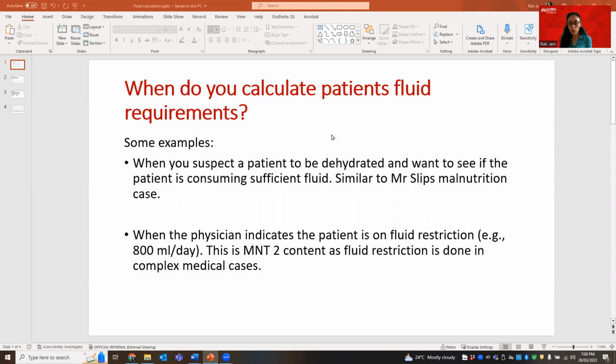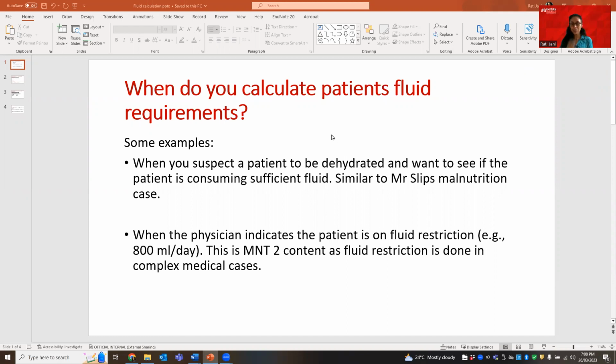What I thought I'll do is, I had discussed calculating fluid requirement in Mr. Slip's case study, which is related to malnutrition. And I thought it would be good for me to record a video regarding the fluid requirements, which will hopefully make it a little bit easier for you to understand.